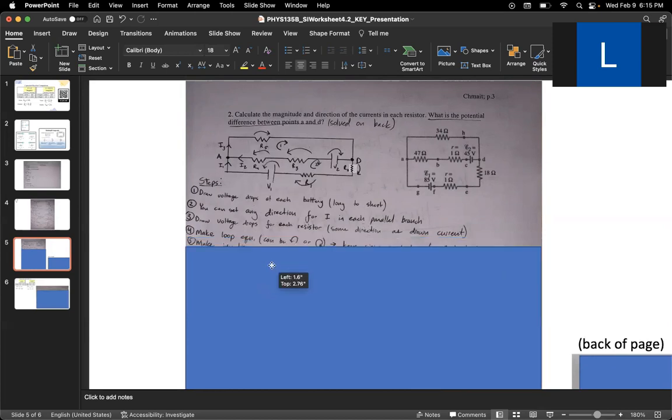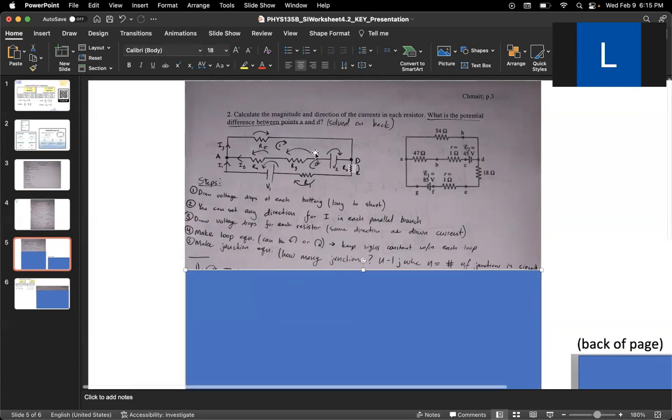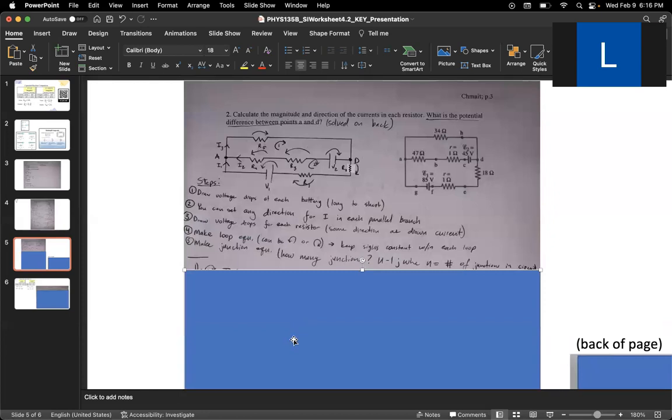Okay, so the next thing, you make your loops. It doesn't matter which one you choose, as long as you're consistent, and then make a junction equation. How many junction equations would you have? It's just n minus 1, where n is the number of junctions. Here we have 2 junctions, and 2 minus 1 equals 1, so one junction equation. Any more than that, I would be surprised, but keep that in mind.